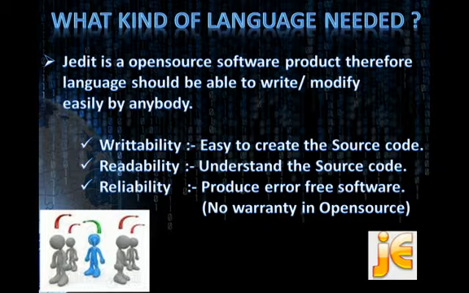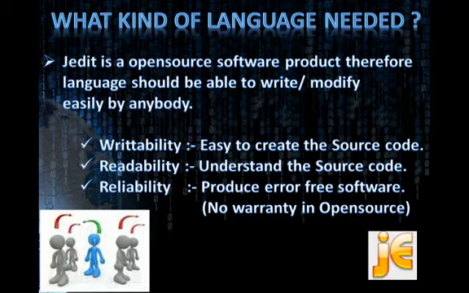The next key factor is readability. For any modification, the source code should be understandable. The source code should be clear to the user. Only then can he modify or change the code according to his purpose. So for open source software, this readability characteristic is also most important.